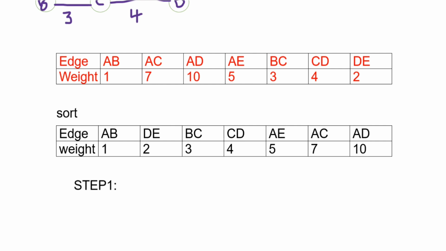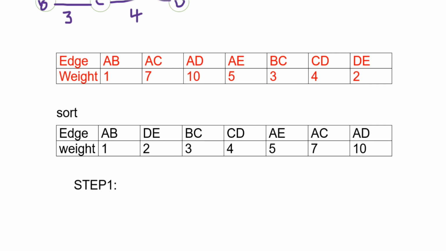We need to sort the edges by weight in ascending order. A to B is 1, which is the smallest. Next is D to E, with weight 2. Next is B to C, with weight 3. Next, C to D, with weight 4. Next, A to E, with weight 5.